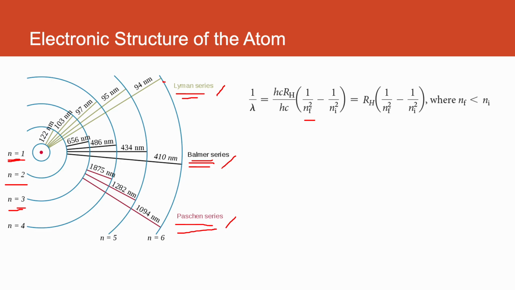You can actually calculate these values if you plug them in here, and you would get the same wavelength. Just change the nf. Depending on the series, if Lyman, then you change it to n equals 1, and you put any ni here, okay? So that's basically it. Remember the Lyman, Balmer, and Paschen series.